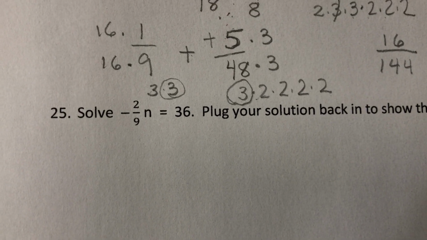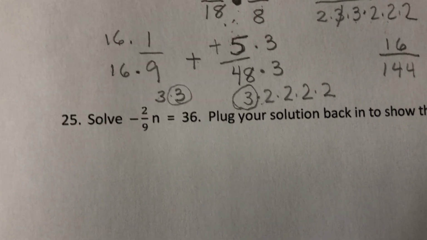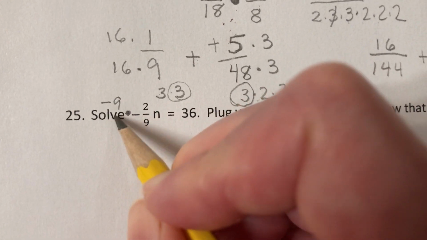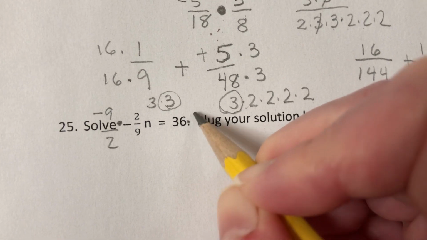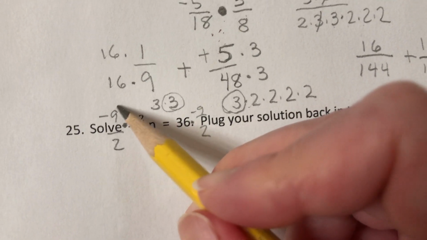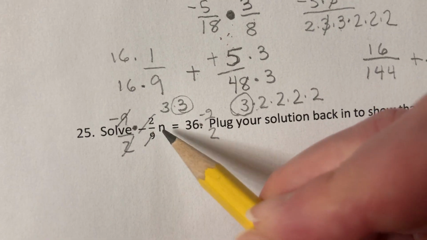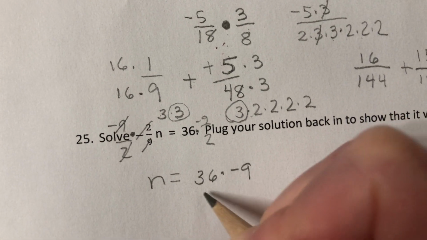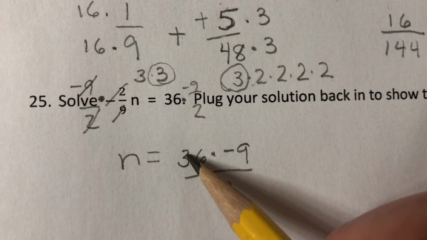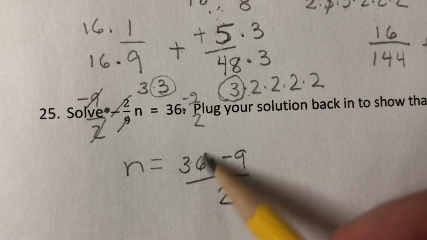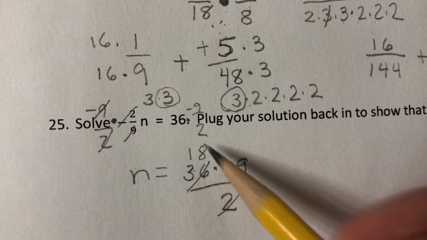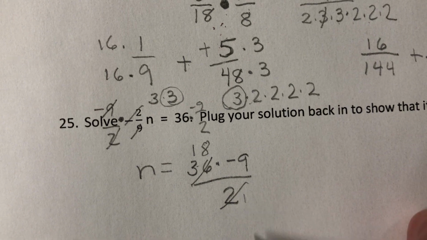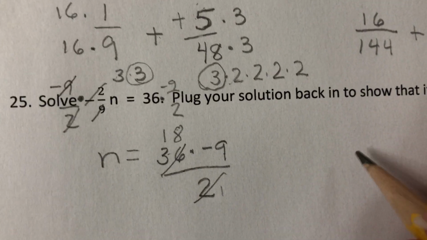And then in the last problem, to solve this equation, I need to get rid of the coefficient. I just want n. I don't want negative 2/9 times n. So I'm going to multiply both sides of the equation by the reciprocal, which is negative 9/2. Multiply by negative 9/2. So this is 1n. This is 36 times negative 9 divided by 2. Well, rather than doing this and getting a really big number, I'm going to do 36 divided by 2, which is 18. Then 18 times negative 9, this is just 1, and division by 1, we don't have to worry about, it's the same thing.